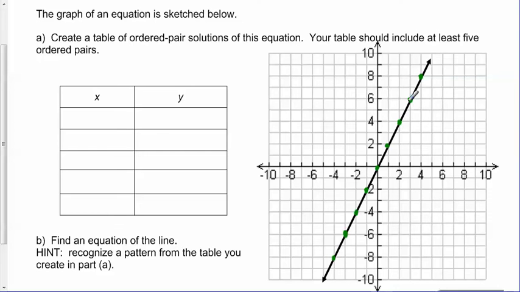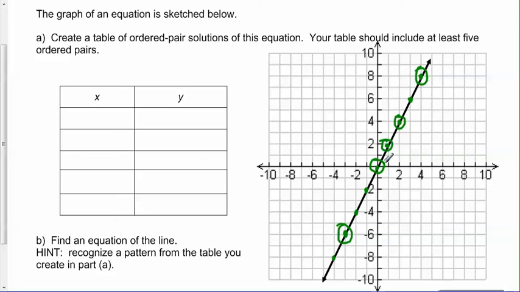Now remember, all of these little fractional values in between would also be potential solutions to the equation, but we're just going to find the ones that are easy to read. So I need at least 5, so let's go with 5. I'm just going to circle 5. I'm going to do that one, that one, and that one, and that one, and then I'm going to grab this one down here. I could choose any 5 of the ones that I had marked there. And I'm going to start up here at the top and just work my way down the line.